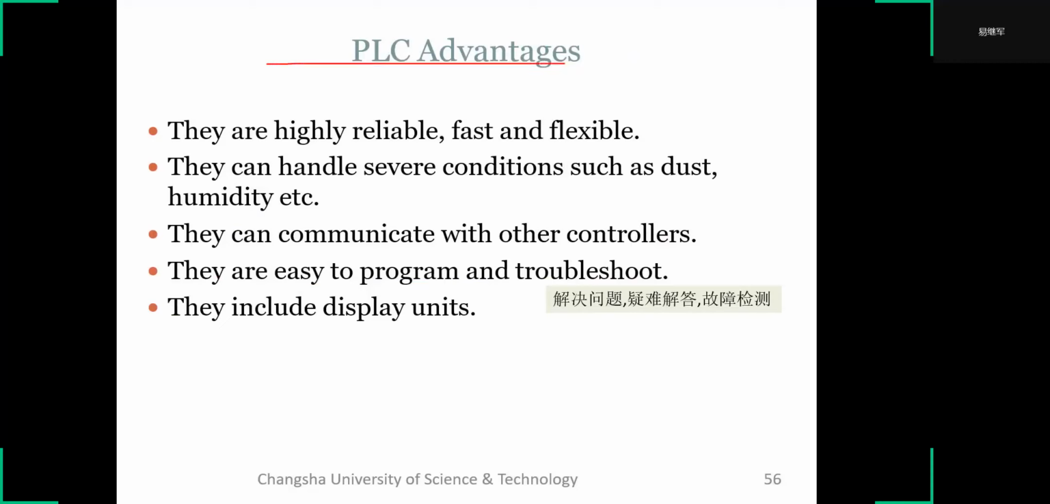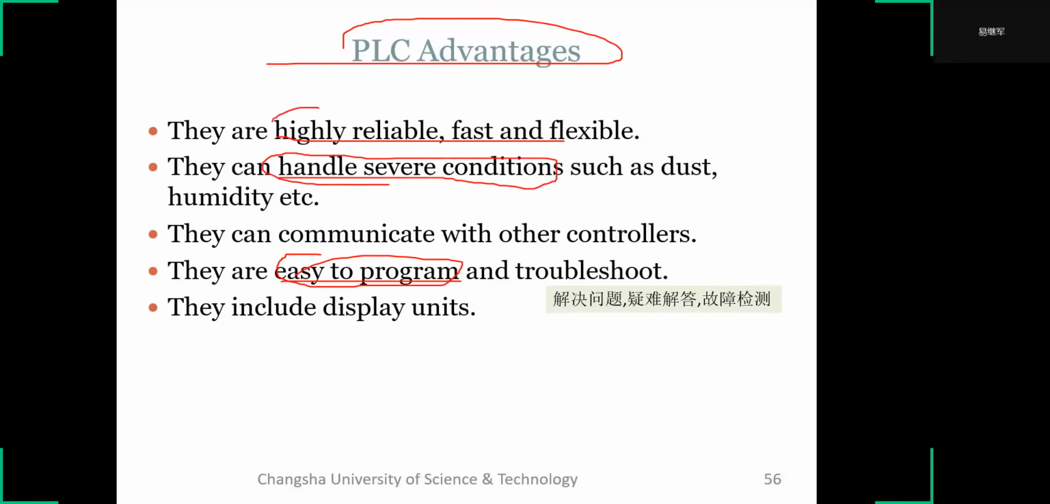PLC advantages: they are highly reliable, fast, and flexible. They can handle severe conditions such as dust, humidity, etc. They can communicate with other controllers. They are easy to program and troubleshoot, and they include display units. The important advantages are easy to program, handle several conditions, and highly reliable.